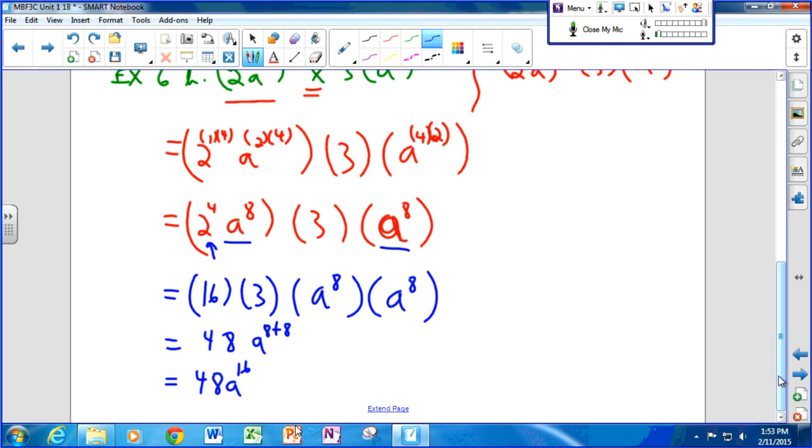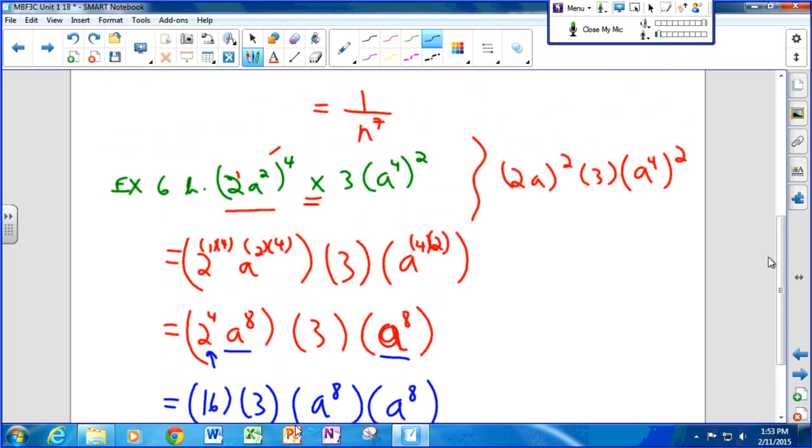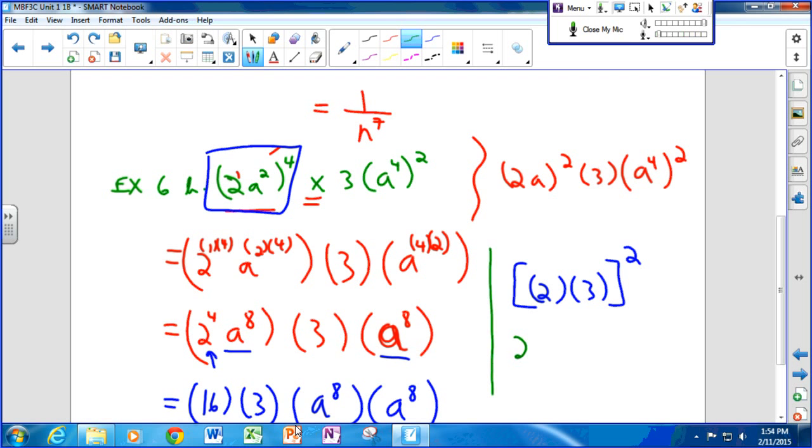So the tricky part about this one was this, because it really doesn't talk about it in the text, right? But if you think about something like 2 times 3, and then we square that, okay? Well, what that really means is 2 squared times 3 squared. And that's really all I did for this first bracket here. I had 2a squared to the power 4. What it really means is 2 to the power 4, and then times a to the power 2 times 4, which turns out to be a to the power 8.